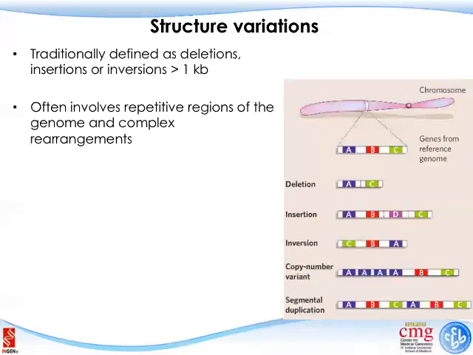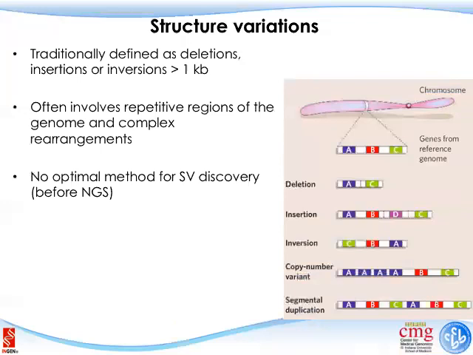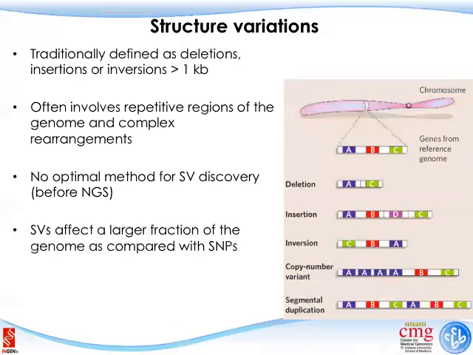It often involves the repetitive regions of the genome and complex rearrangements, and there's a lot of such things in cancer as well. Usually in the past, before we had the sequencing technology, there was really no optimal method for identifying these structural variations. But because we have the sequencing technology, we now at least have the information, and have hope to identify those. And again, next lecture, we'll spend a few slides talking about the algorithms to identify these structural variations.